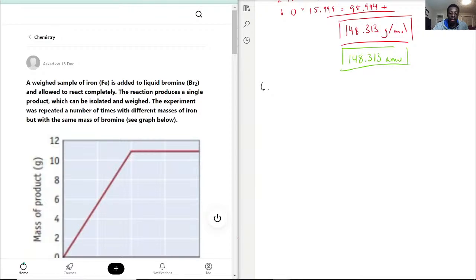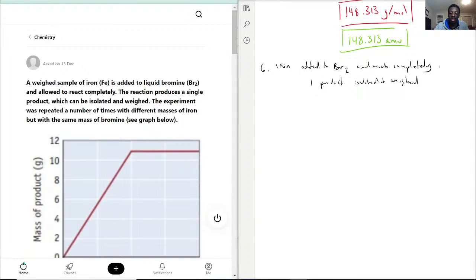A weighed sample of iron is added to bromine and reacts completely, so there should be no iron left, theoretically. The reaction produces a single product that can be isolated and weighed. The experiment was repeated a number of times with different masses of iron, but with the same mass of bromine. See graph below.